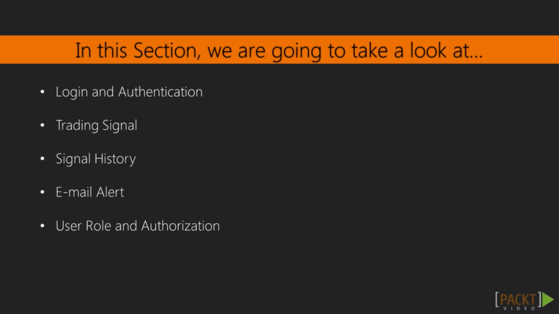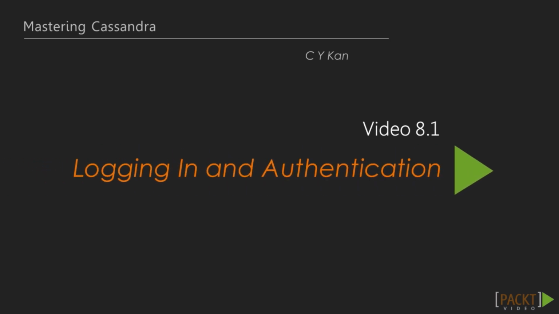We'll secure the application with login and user authentication. We'll also program the logic for scanning trading signals. The trading signals found will be stored in Cassandra, which can be inquired online. We'll also make a scheduled job to send out daily trading signals through email. Lastly, we'll add in user roles and authorization supports. Okay, let's begin from user login and authentication.